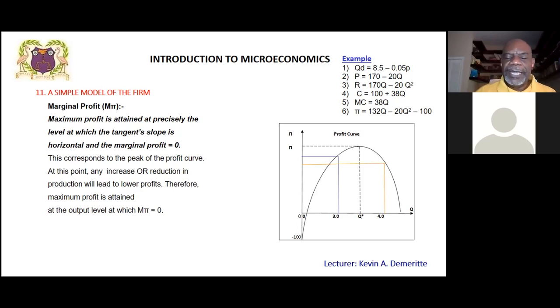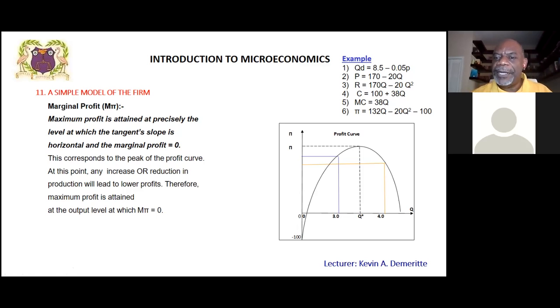Because it may be that if we sell very little, our profit may be very small. In fact, our profit may be negative. Because if you look at this curve, where we have the negative 100, that's where Q is equal to 0. That says that when we don't produce anything at all, our profit is negative 100. And as we produce more, our profit goes up.